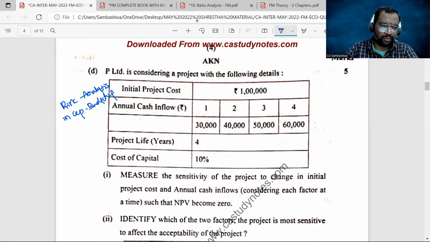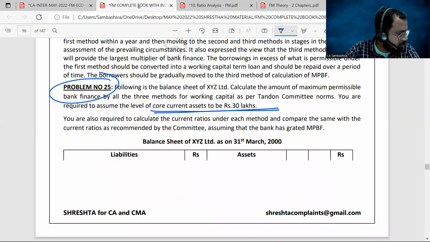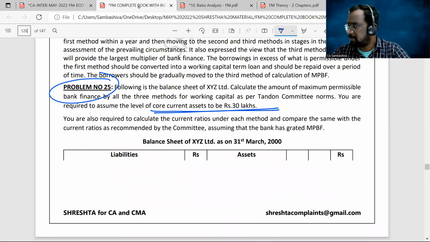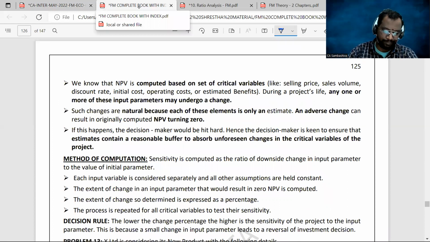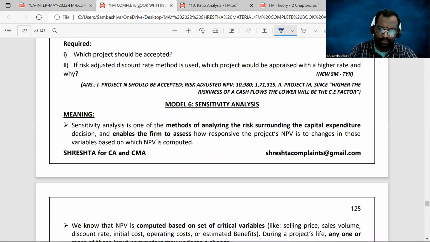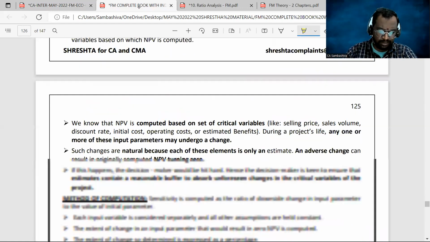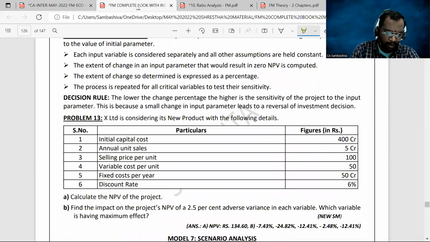So let me show you that problem, sir, in our Shreshta material. Come to page number 126, where we have discussed the concept of sensitivity analysis. And in that, problem number 13, you can see, problem number 13.